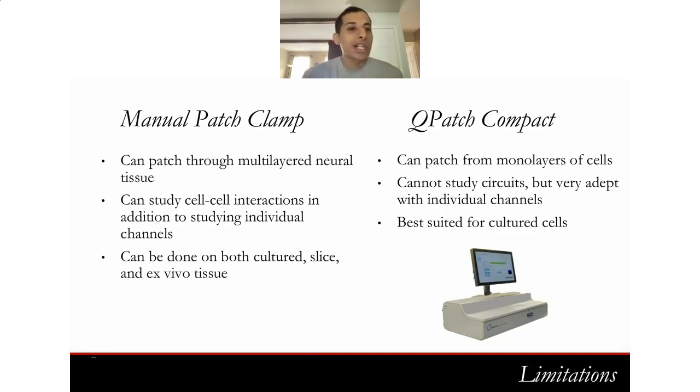So manual patch clamp, you can patch through multi-layered neural tissue. I used to work in the retina, so you could very easily go through multiple layers and find your specific cells. And you can use it to study cell-cell interactions as well as circuits.